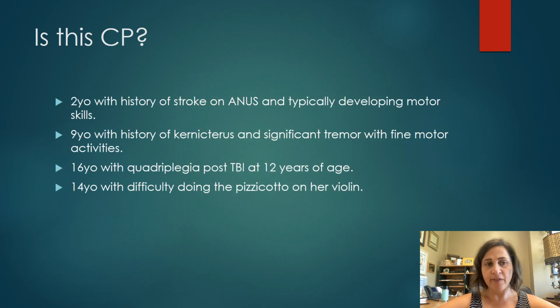So I just want to leave you with this question of, is this cerebral palsy? A 2-year-old with history of a stroke on antenatal ultrasound and typically developing motor skills, what do you think? A 9-year-old with history of kernicterus and significant tremor with fine motor activities? A 16-year-old with quadriplegia post-traumatic brain injury at 12 years of age? A 14-year-old with difficulty doing the pizzicato on her violin? I want you to reflect on these, and I will provide the answers to your nursing leaders.